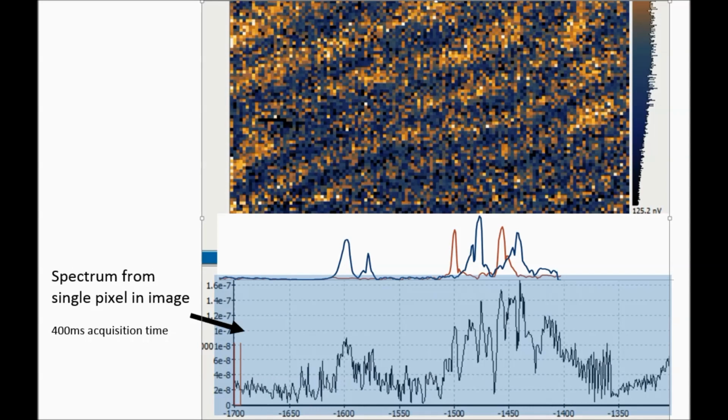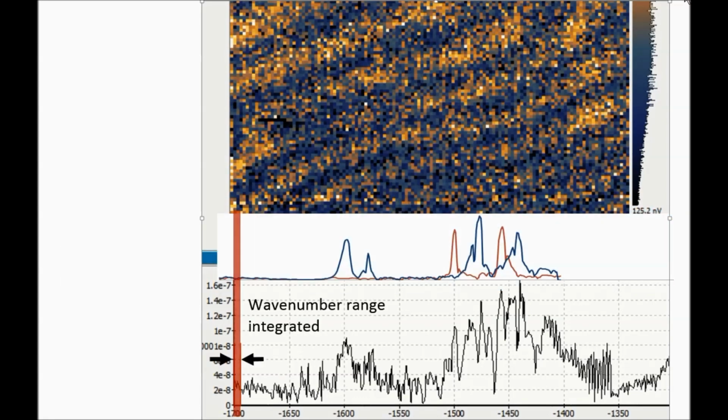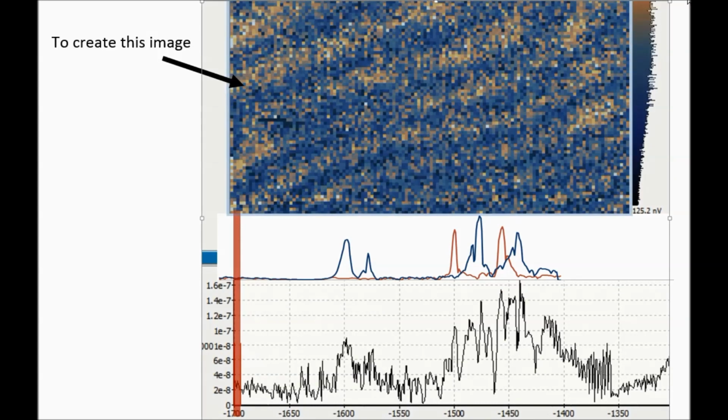here. These reference spectra show similar measurements on homopolymer samples. The blue line is the signal for P2VP, and the red line is the signal for PS. A slice of the spectrum about 10 wave numbers wide is selected, and this image shows how strong the PIFM signal integrated over that range is at every pixel. In this video, we will run the selection from left to right and show how the PIFM signal identifies the different components of the sample by their absorption peaks.